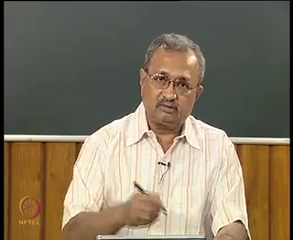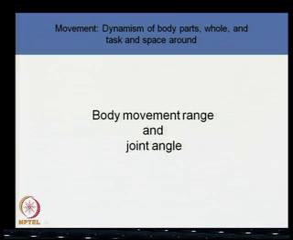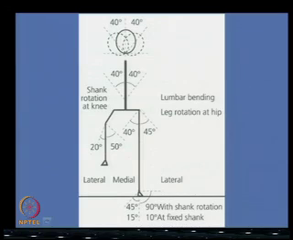Now, we would like to see the body movement range and normal joint angles. In this case, if a person stands, there is the head, body, hip, foot, and leg. Now, the head can go to the right side and left side around 40 degrees each.